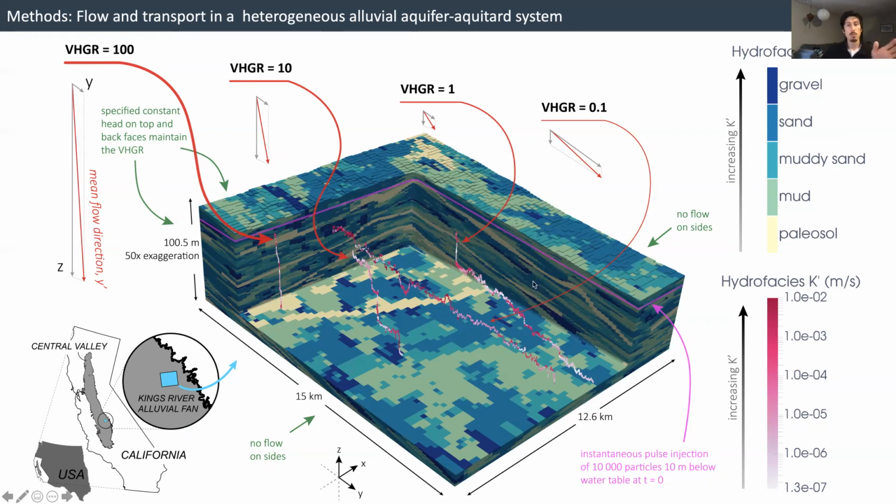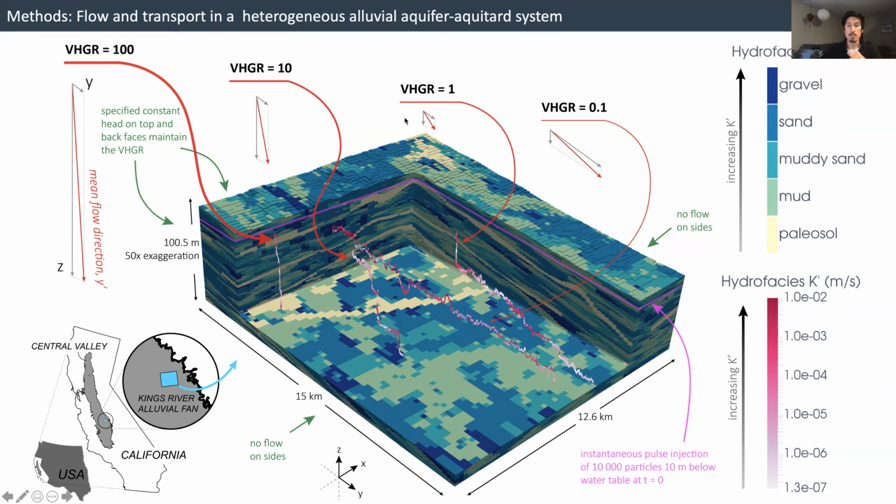And remember, we want to see what happens to non-Fickian transport as you go from mostly horizontal flow to mostly vertical flow. And we do that by modulating the vertical gradient. So we keep the horizontal gradient constant, and then we dial up or down the vertical gradient. So we call that the vertical to horizontal gradient ratio, or VHGR. And I'll be using that throughout the rest of this talk.